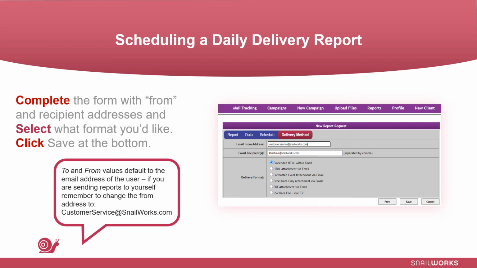customerservice@snailworks.com. Reason being, if you have it coming from yourself to yourself, your email server will likely recognize that this email did not originate from itself and will likely block the email to be delivered. So once you've updated both of these fields, and you can include as many people to receive the email as you like, just separate their email addresses with a comma. You then will select what format, and you'll see the various formats that SnailWorks offers. Once you've made your selection, go ahead and click Save.